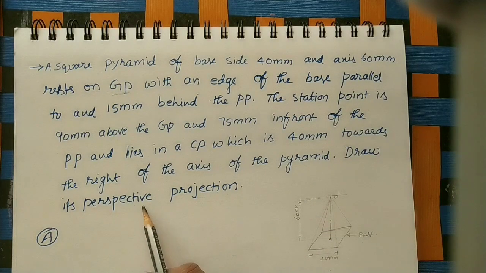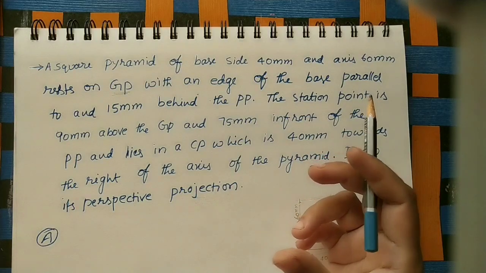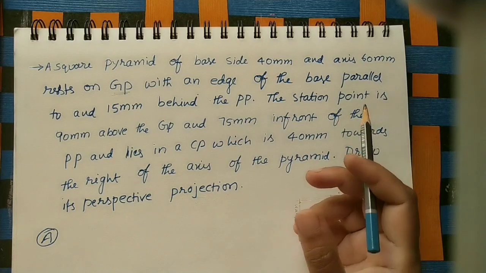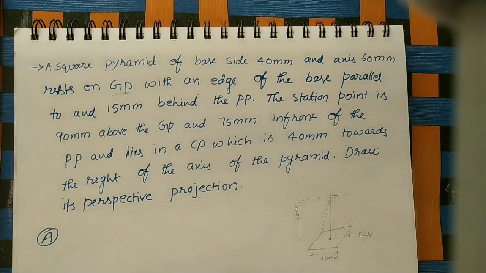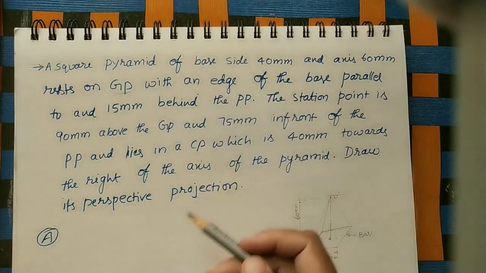Or we can say if you are taking the camera, we are taking the image of any object. That image is also called perspective view. Let us do this perspective view by taking this given data.